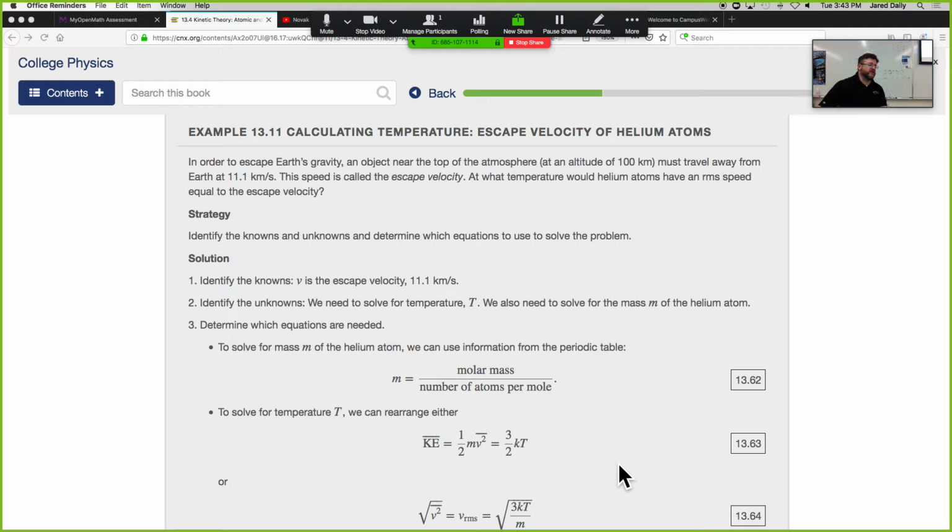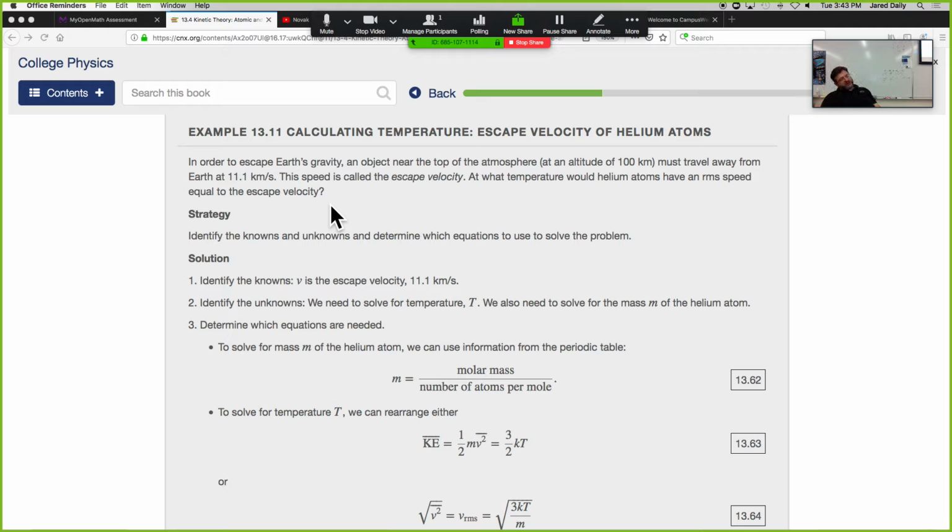Here's another thing, the escape velocity of helium atoms. If helium wants to escape Earth's gravity at the top of the atmosphere, it must travel away from the Earth at 11.1 kilometers per second. This is true of anything really. 11,000 meters per second is how fast you have to get going in order to get away from the Earth.